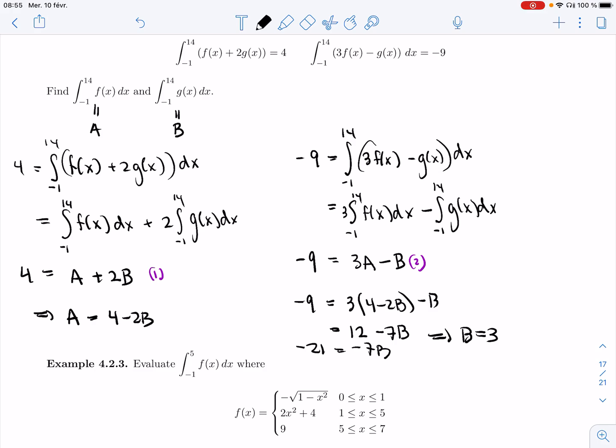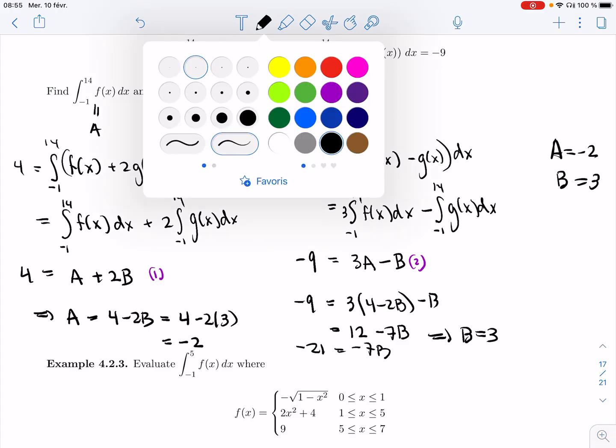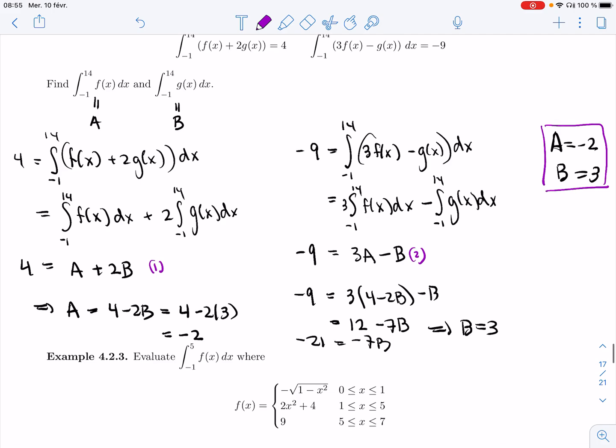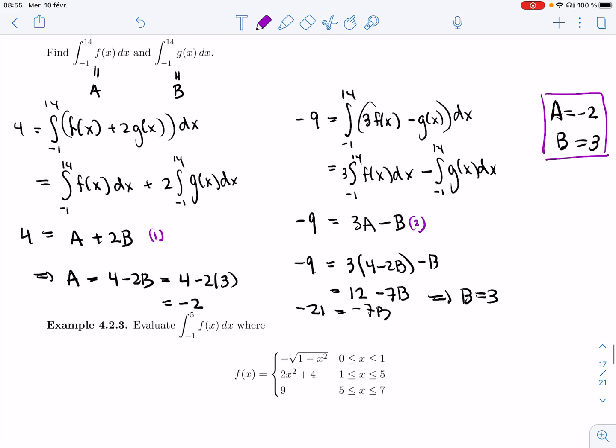Right? I'm going to plug that back into this. So that's 4 minus 2 times 3, and that's minus 2. So A is minus 2, and B is 3. All right, so here this is meant to be a 7. I'll fix it in your copy.